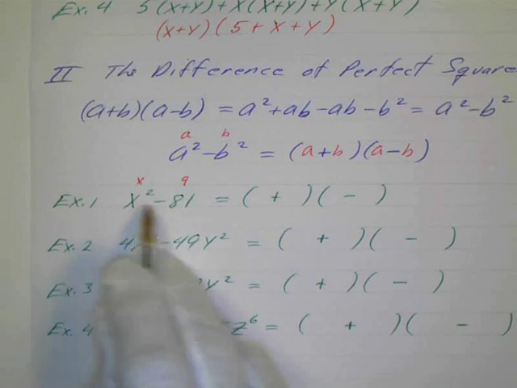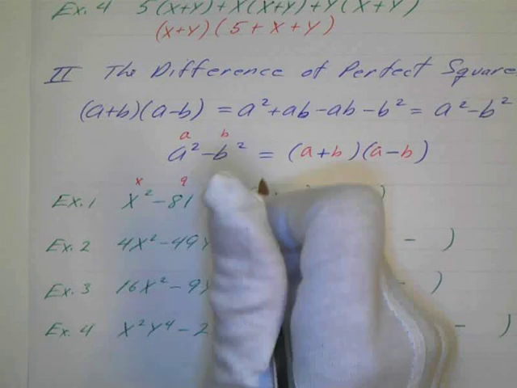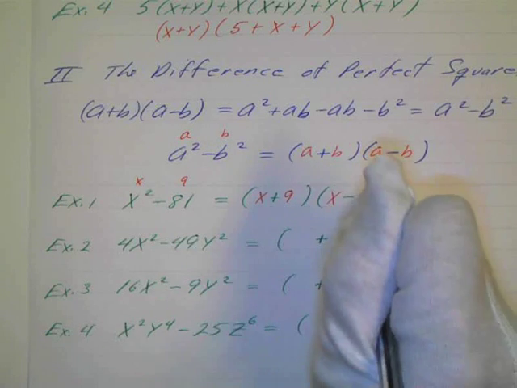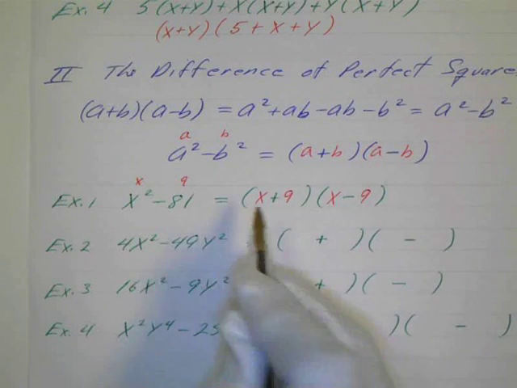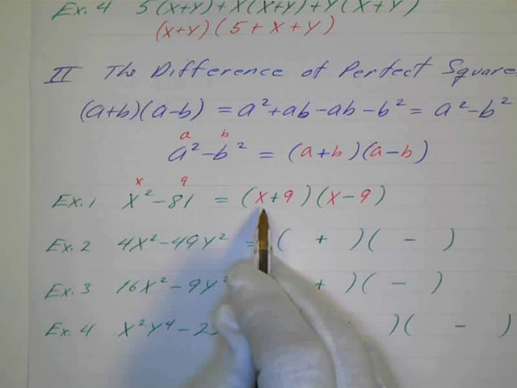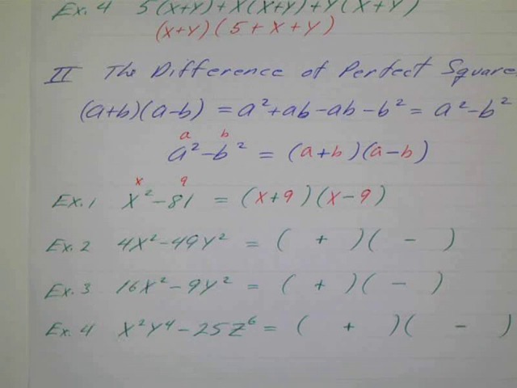So I know that if I've got the difference of perfect squares, it's going to be the product of the sum and difference of these little numbers. So I just put the x there, and the 9 there, the x there, and the 9 there. And if you multiply that out, you get x squared. 9x minus 9x is 0, and then positive 9 times negative 9 is negative 81. So it's very simple. The difference of perfect squares.